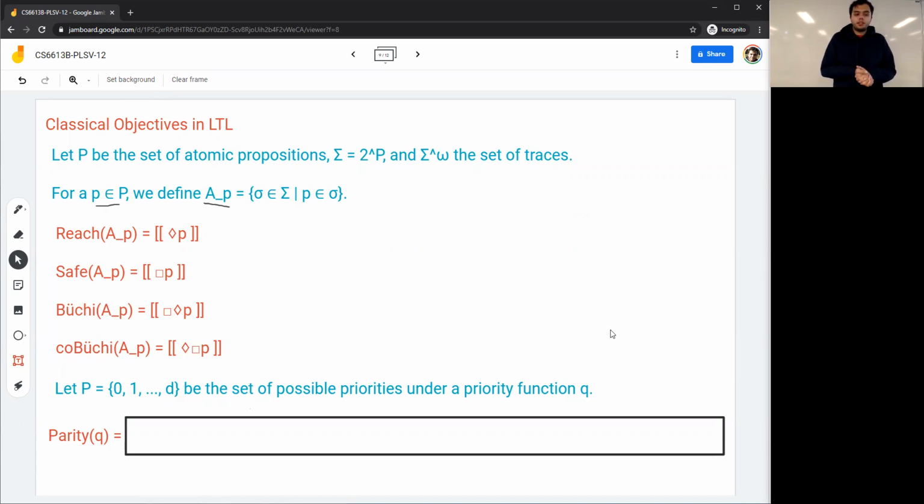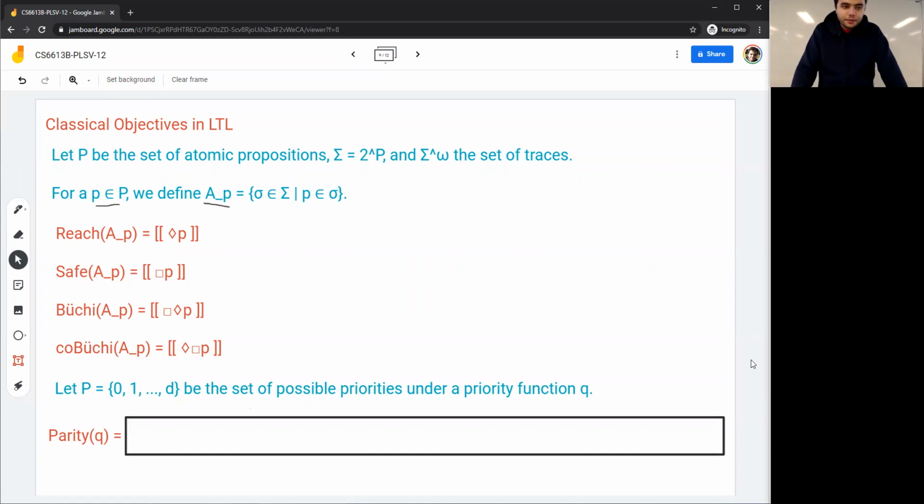Okay. So this is the same thing as what this formula says. This formula says eventually. So whenever you see eventually, that means that you can basically ignore a finite prefix. After ignoring a finite prefix, you have P all the time. So this is co-Büchi.